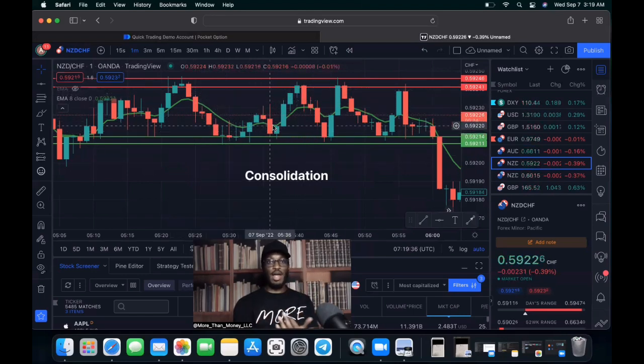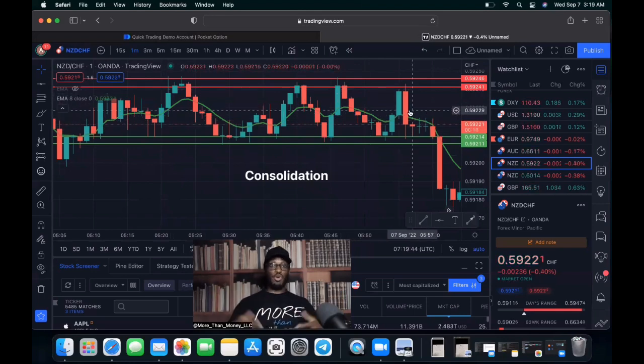You see, it wasn't perfect right here, but I'm looking for consistencies like this on a pair to say, okay, that's the time frame that I'm going to be watching it on, on my Pocket Option broker or on TradingView, because it looks more comforting to my eyes.